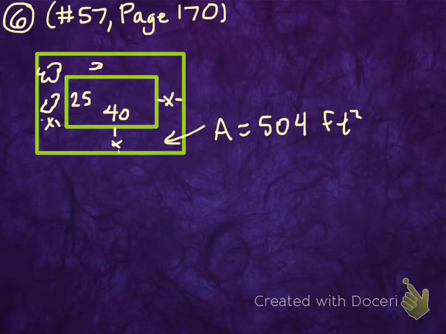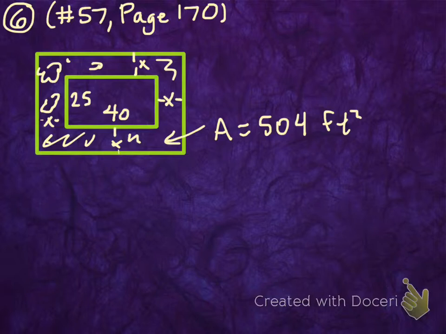X is here, and so from here to here is X all the way around. So we are to find this measurement. Well, they gave us the area of the terraced part, which is all this stuff out here. But obviously we can find the area inside, because when you multiply length by width here, it would be 1,000.